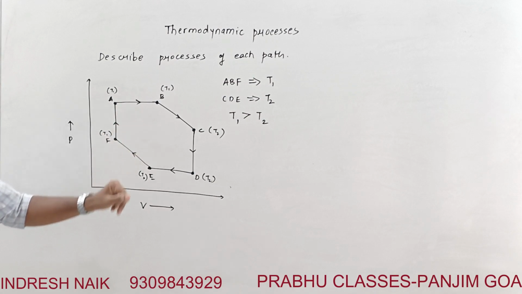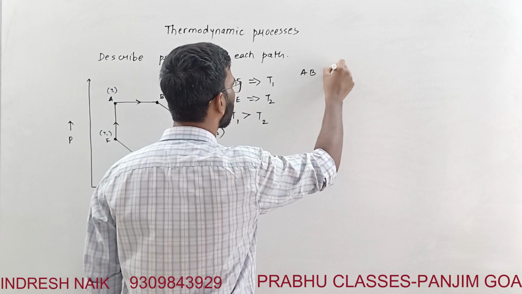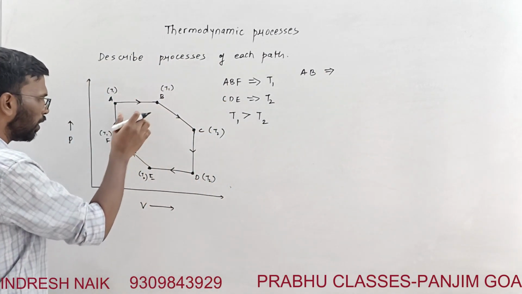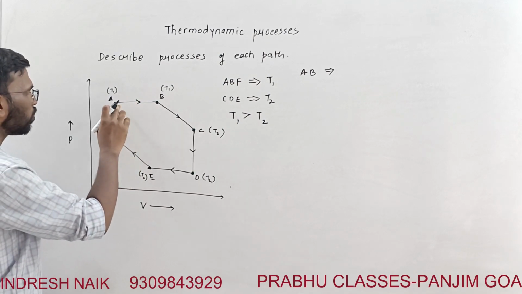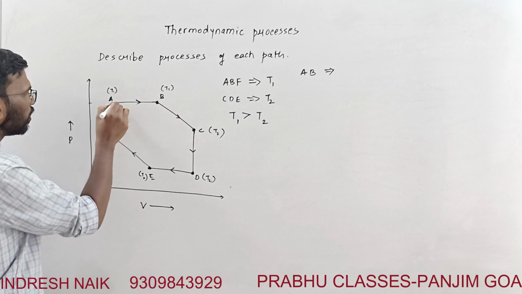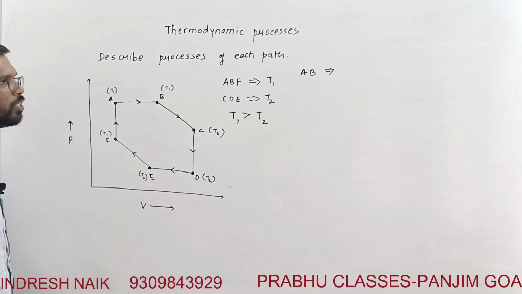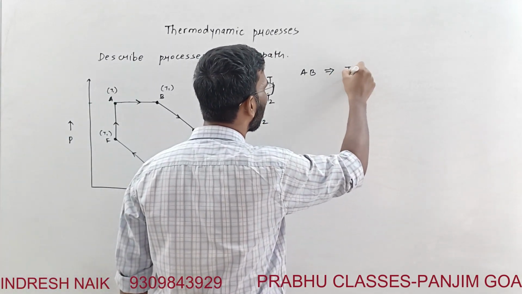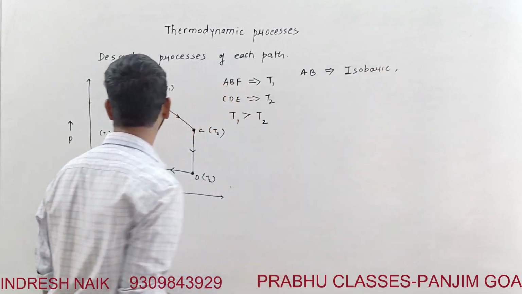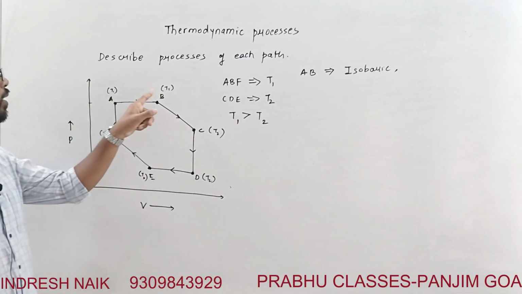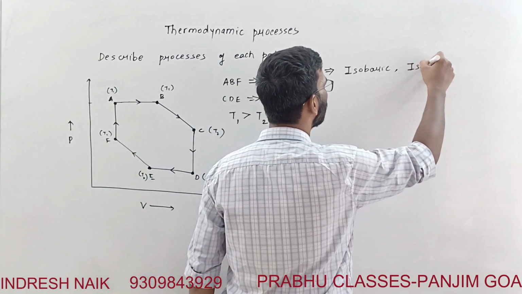Let's describe first AB. From A to B, if you see what is changing, volume is changing, right? Volume is changing. And what is constant? At all these points, the pressure is the same. This is the pressure axis. At every point, the pressure is the same. So what I can say is that it is an isobaric process. And what else is constant? Temperature is also constant, T1, and here also it is T1. So it is isobaric as well as isothermal.